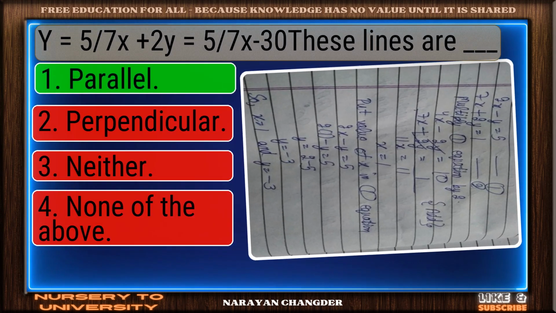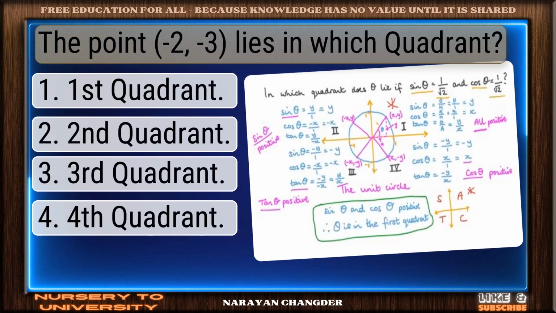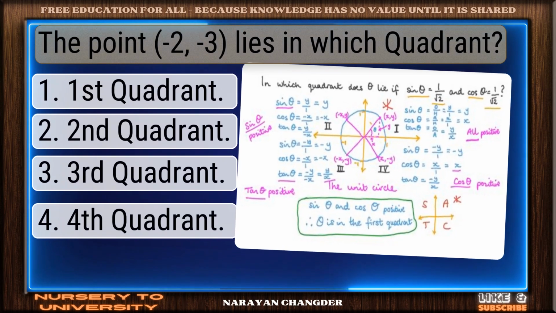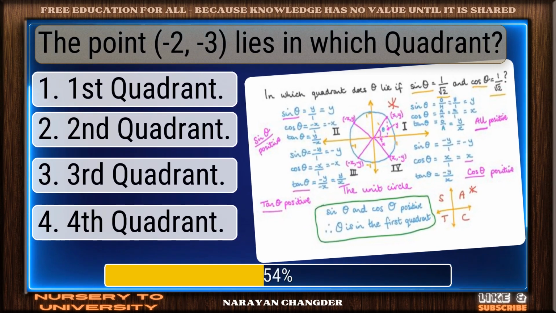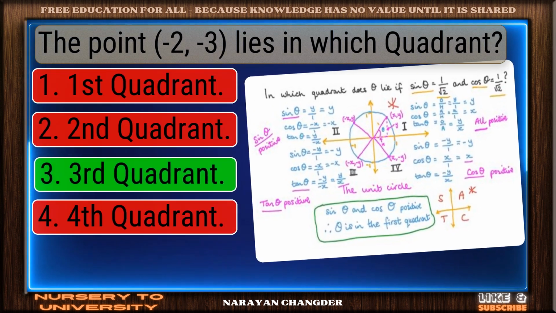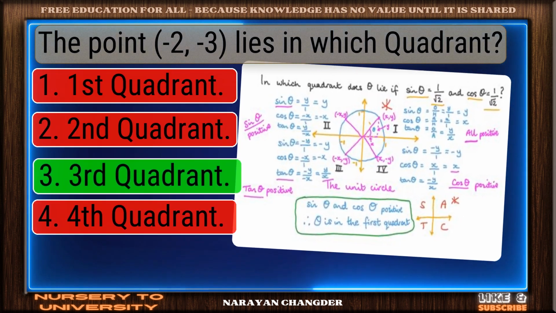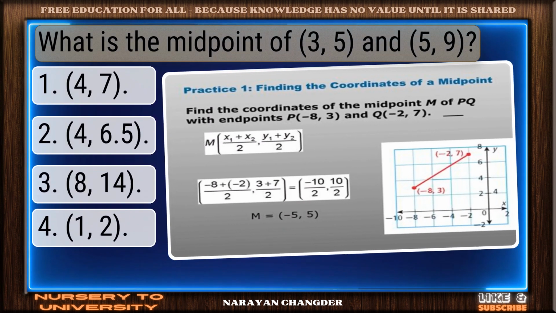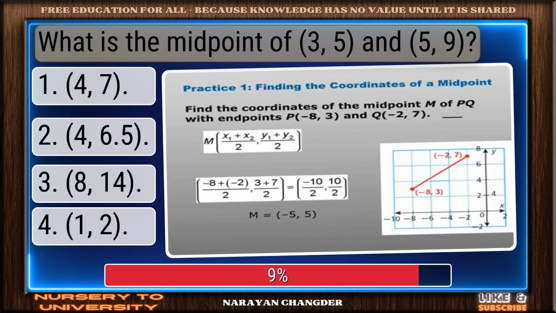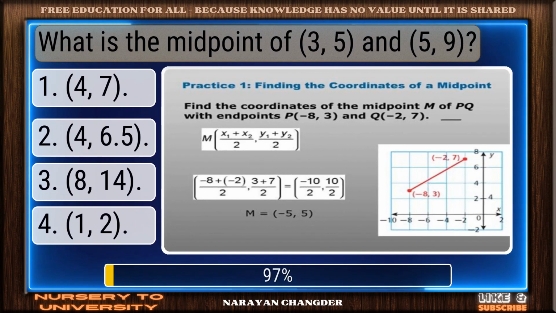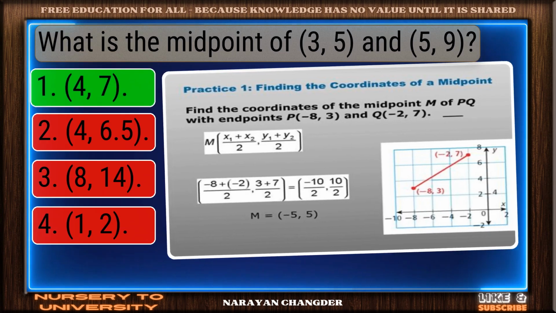Valid point. Parallel is true. Question number 149. The point lies in which quadrant? You chose third quadrant, and it is correct. Question number 150. What is the midpoint of AB? You got it. Your choice is right.